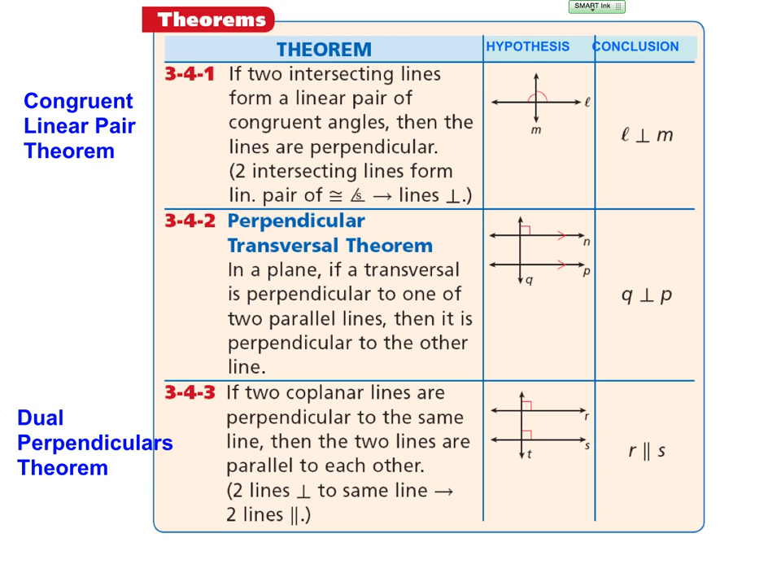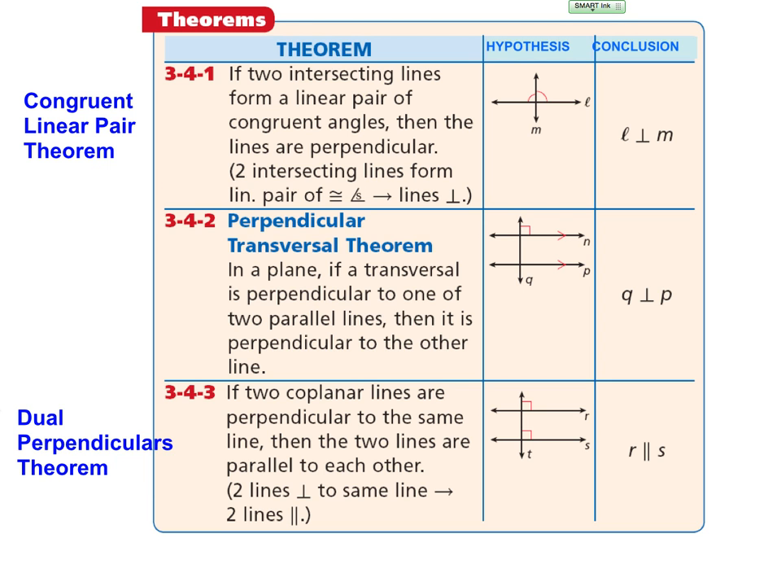Okay, how about perpendicular transversal theorem? In a plane, so it all has to stay flat, otherwise this could produce skew lines instead. But if it's flat in a plane, if a transversal is perpendicular to one of 2 parallel lines, so in your hypothesis you have to have parallel lines, got the arrows on them. You have to have a transversal, which is Q in this picture. Q is perpendicular to one of the parallels. So it's perpendicular to N. All of that's given. You have to have one set of parallels and one perpendicular involved.